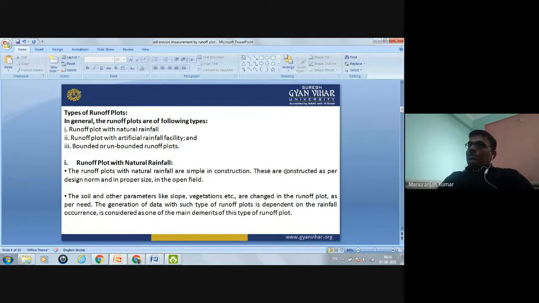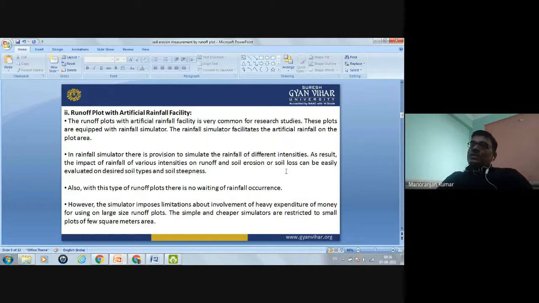Now, second is runoff plot with artificial rainfall facility. So the runoff plot with artificial rainfall facility is very common for research studies. These plots are equipped with rainfall simulator. Rainfall simulator is a device in which the rainfall will be there in the form of natural rainfall.